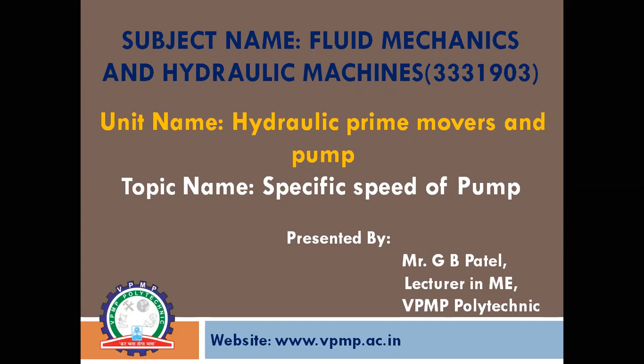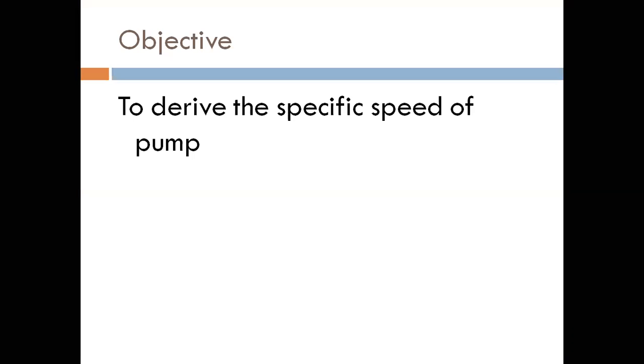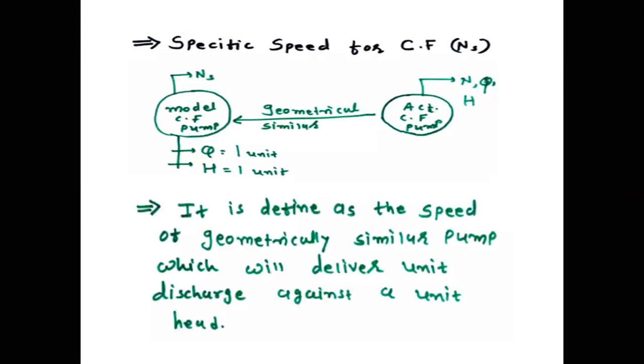The subject is Fluid Mechanics and Hydraulic Machine. The subject code is 3331903. Today we are going to discuss the specific speed of pump. The objective of this video is to derive the specific speed of pump. Let us understand the specific speed of pump, which is denoted by NS.